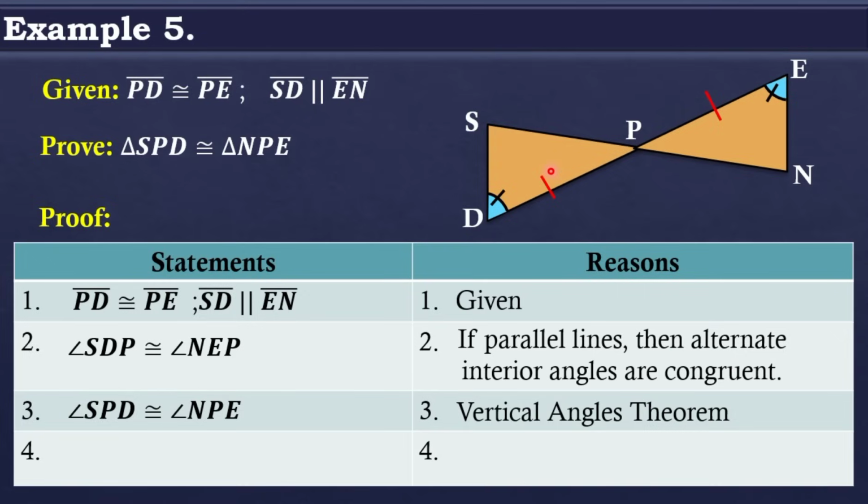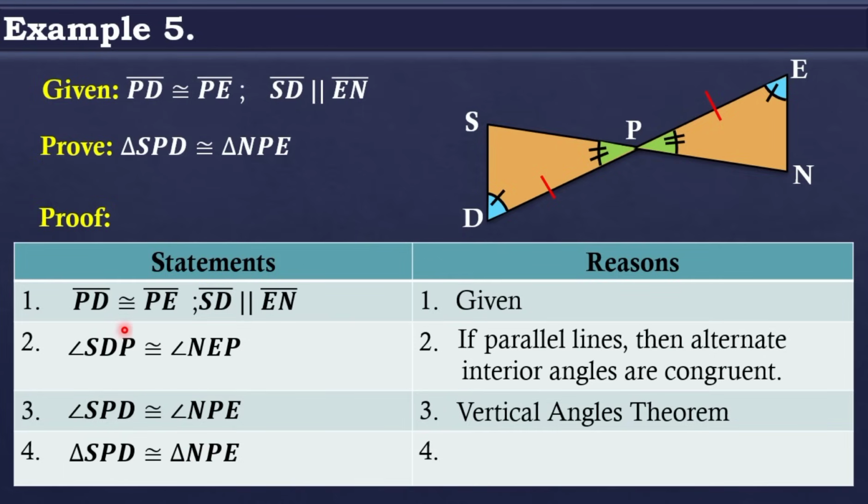Now, i-recall mo yung mga pwede mo pang gamitin. Since given yung parallel lines, pwede mo gamitin yung alternate interior angles. So, meron ka ng dalawang parts. Now, since ito ay vertical angles, pwede mo yun ilagay, that angle SPD is congruent to angle NPE. So, ilagay natin yan by vertical angles theorem. So, we can now prove that triangle SPD is congruent to triangle NPE.